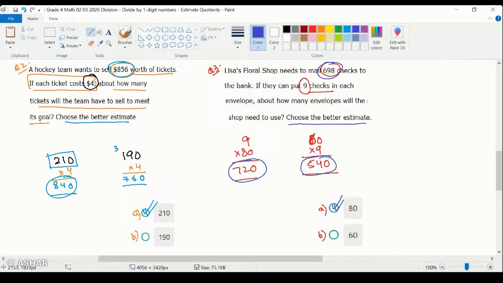Perfect. Yes, Sami, we can do it mentally as well, but sometimes we need to show the working, right?